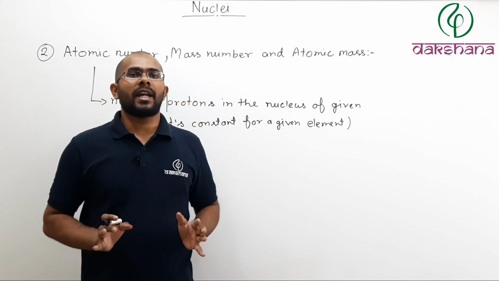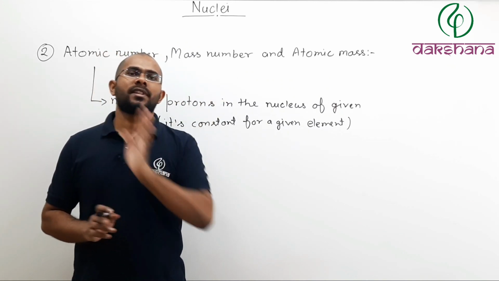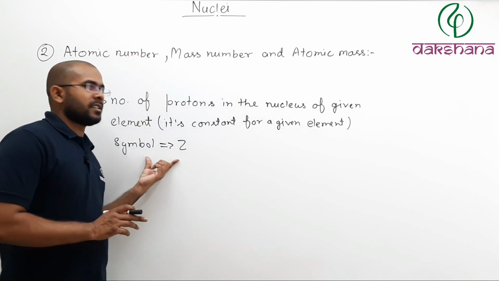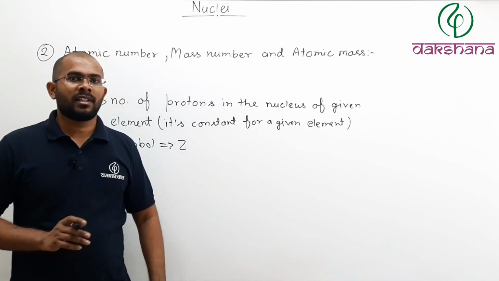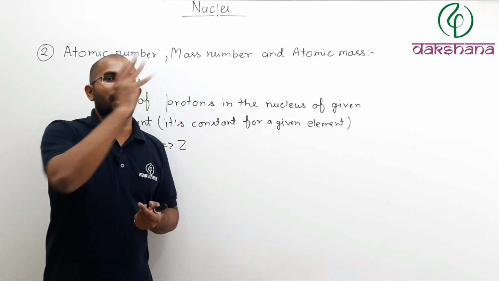They need not write the words atomic number. They may just write Z equals 6. So you should immediately understand, okay, Z is the symbol of atomic number. That means atomic number is given as 6. And you should remember, atomic number 6 means they are talking about the carbon atom.